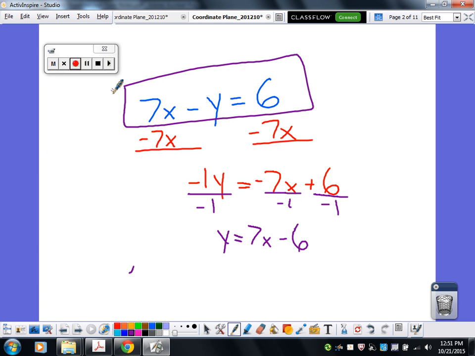Any questions, guys? The first one on the back of that paper is already written in what form? Already written in slope-intercept form. Get started on the back.